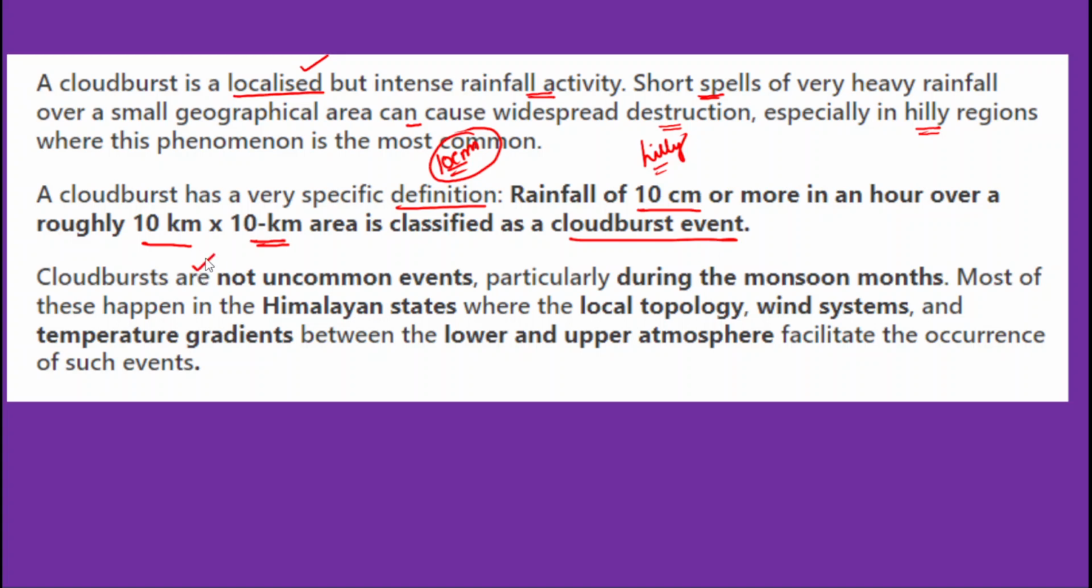Now, when you look at cloudbursts, particularly in the Indian subcontinent, they are not uncommon. They are like a regular phenomenon because of climate change. We can observe these cloudbursts particularly during the monsoon months. Please also understand, most of these cloudbursts usually take place in Himalayan states. Why in Himalayan states? Because of suitable local topography, wind systems, and temperature gradients between the lower and upper atmosphere. All these factors facilitate the occurrence of such heavy cloudbursts in the Himalayan regions.